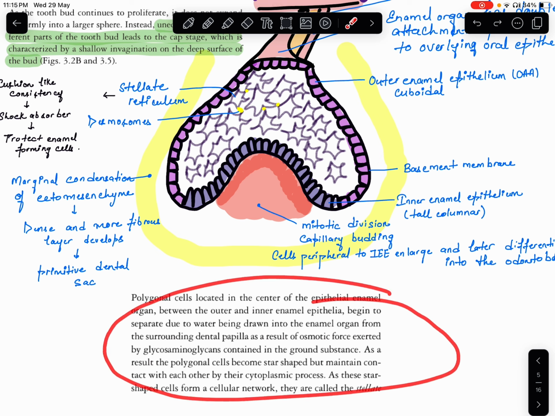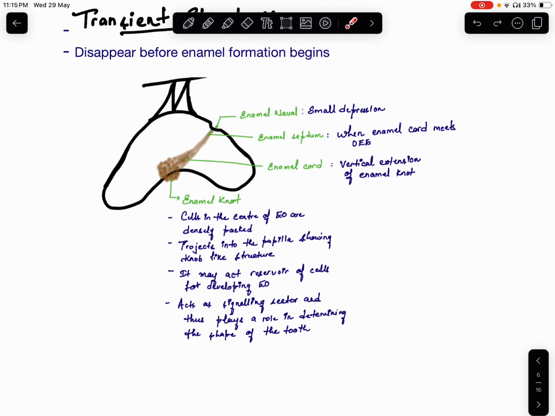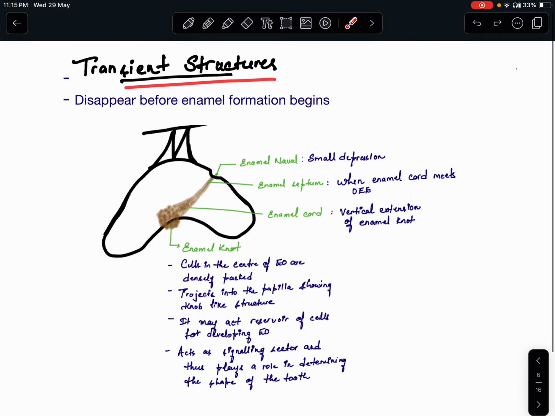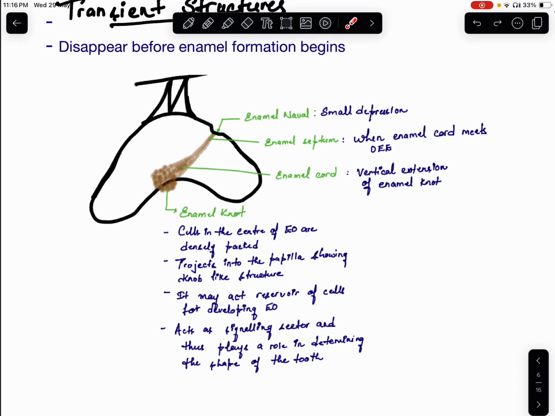This information is just regarding the polygonal cells and how they are converted into the stellate reticulum, so you can read that. Now moving on to the transient structures. What are the transient structures? Transient structures are seen in the cap stage and they disappear before the enamel formation begins. In the next stage, enamel formation and dentine formation will begin. So these structures are seen only in the cap stage and they disappear.